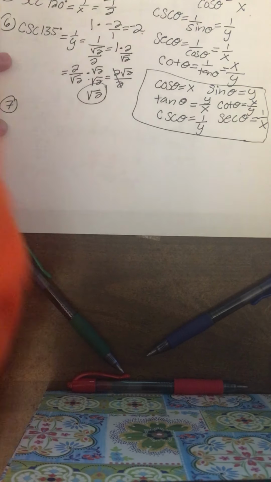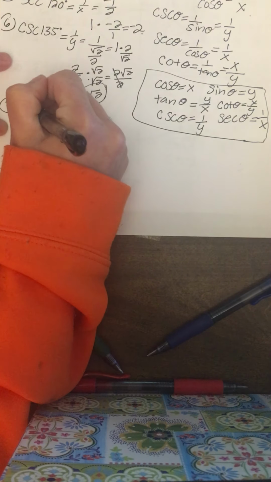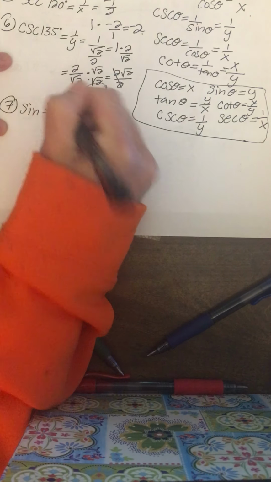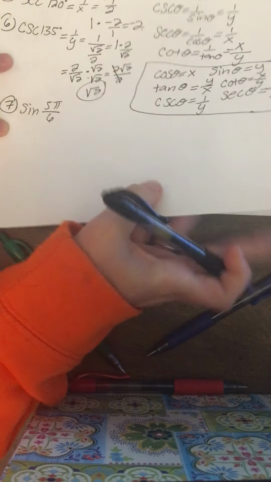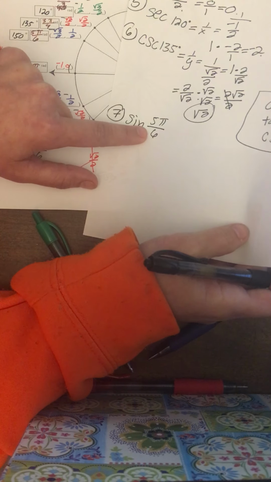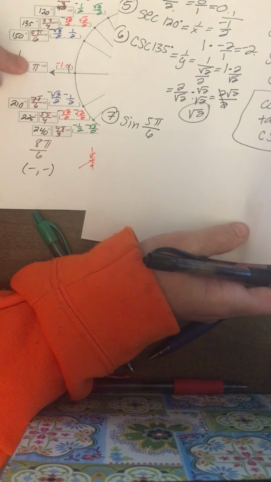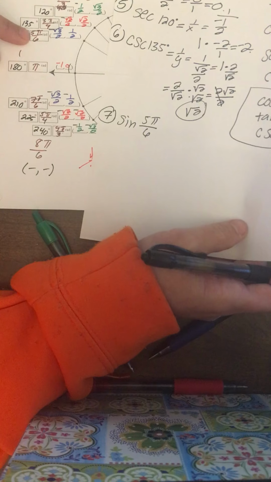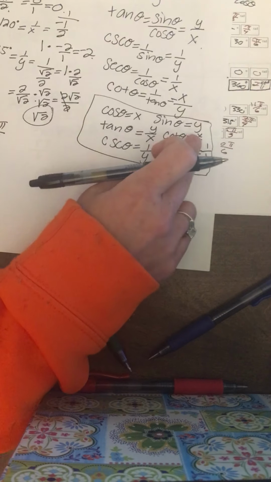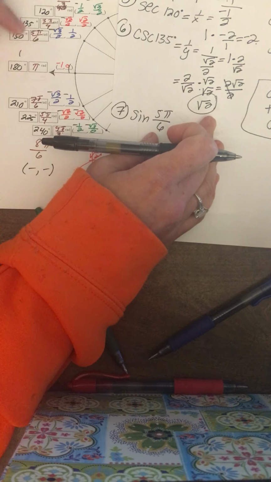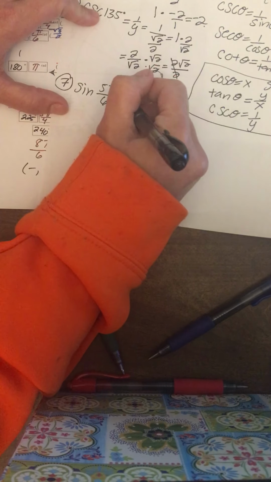Number 7 is the sine of 5 pi over 6. Okay, so we use our unit circle to find 5 pi over 6. I know that 5 pi over 6 is really close to 6 pi over 6, which is pi. So we're just going to go a little bit before that. Remember, sine goes second. Sine is equal to y. So here, sine of 5 pi over 6 is just 1/2.